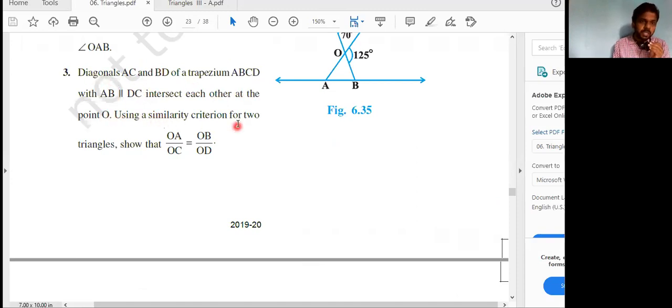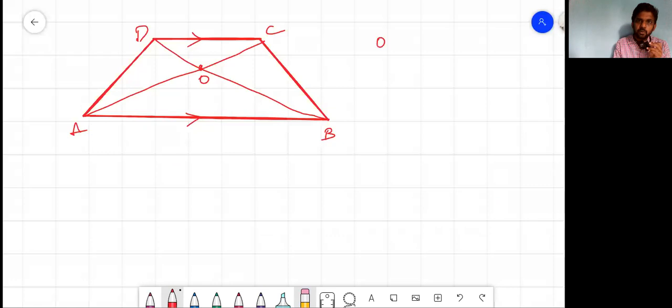So using the similarity criterion for two triangles, show that OA by OC is equal to OB by OD. So we have to prove that OA by OC is equal to OB divided by OD. OA is here. This is what we need to prove, right?